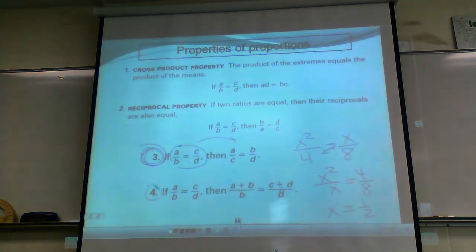Right? This one, probably not so much. This is just saying if it happens that you take the denominators of both of them and add them to the top, it doesn't change the value.